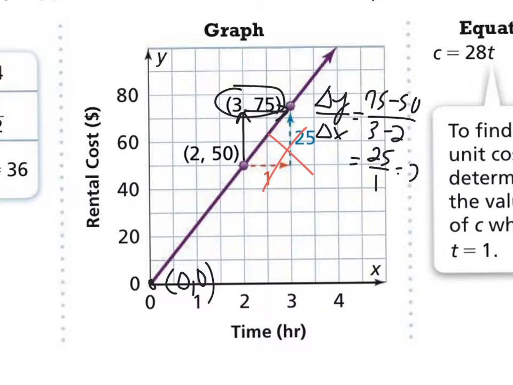So that's 25 over 1, which is 25. If I would have done 0, 0, and 250, that would have been going up 50.